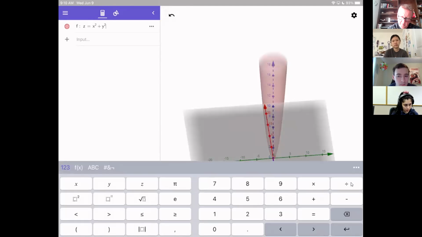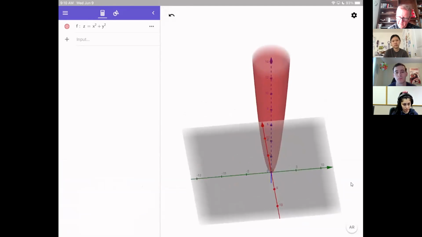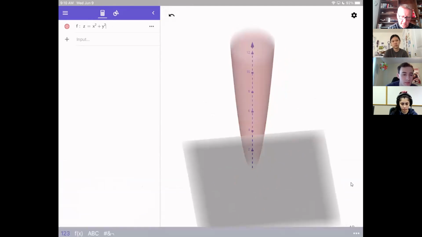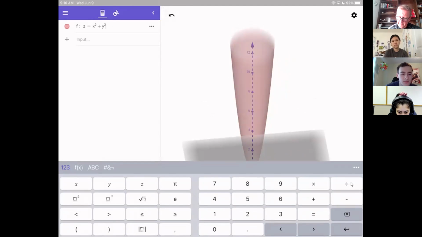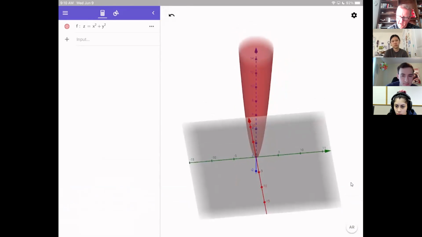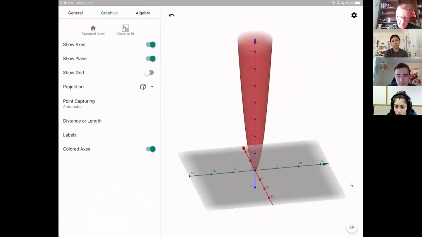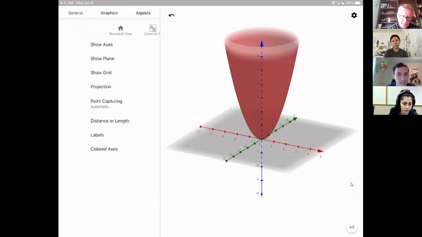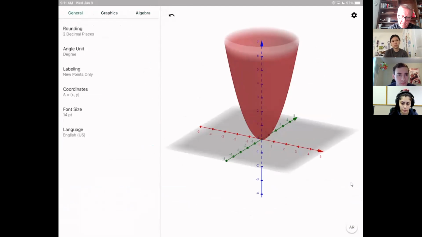Are you trying to get the graph to just spin on its own? No, I'm trying to get it to reset, because I've sort of screwed it all up now. It seems like there's a way to reset it, but I just don't remember what the normal one was. There's like a home button, but I don't see it here. It's in settings or something. Yeah, that's one of the limitations of this app. It could be standard view. There it is. Awesome. How do we get out of that? General. No. Algebra. No. Settings.